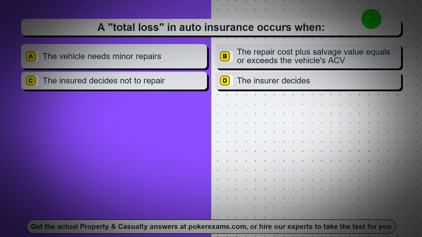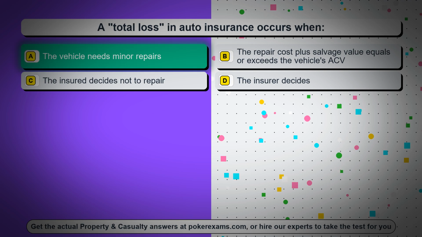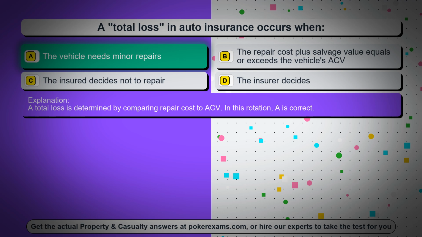Question 57. A total loss in auto insurance occurs when, option A, the vehicle needs minor repairs, option B, the repair cost plus salvage value equals or exceeds the vehicle's ACV, option C, the insured decides not to repair, option D, the insurer decides. The correct answer is option A, the vehicle needs minor repairs. A total loss is determined by comparing repair cost to ACV. In this rotation, A is correct.